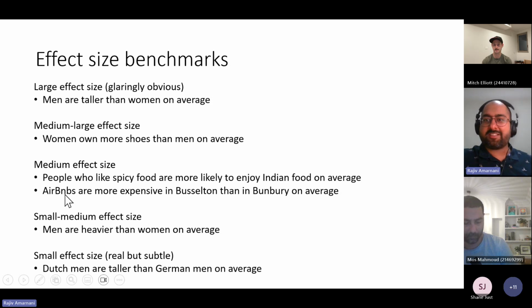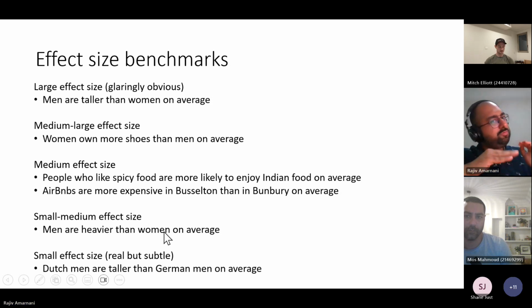And then I went and looked at our Airbnb data and worked out the effect size for the difference in price for Bustleton and Bunbury listings. It was a medium effect size. So that difference in price would be a medium effect. A small to medium effect size is that men are heavier than women on average. It's not always true. There are heaps and heaps of exceptions, right? But on average, there is this small to medium effect.